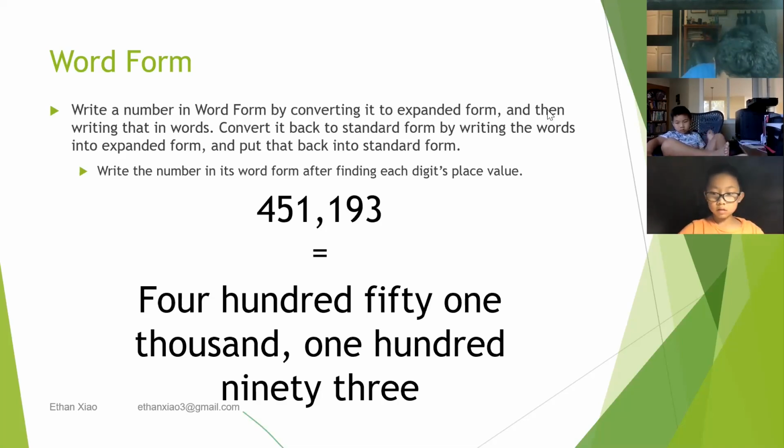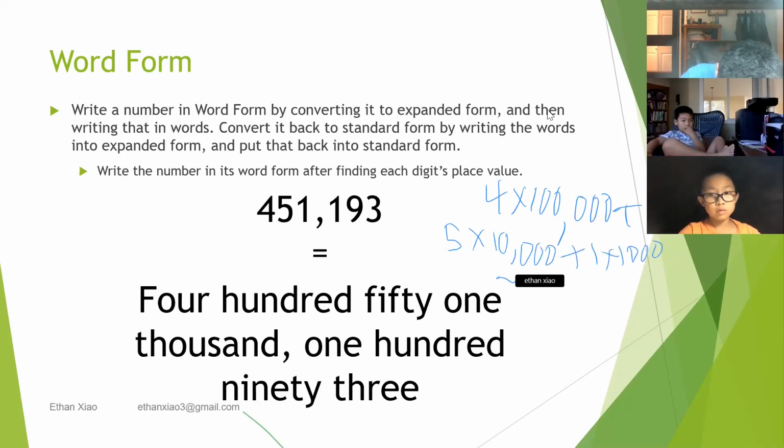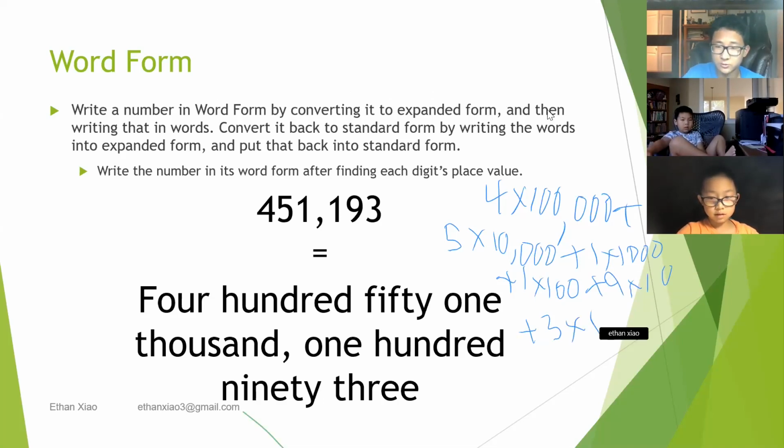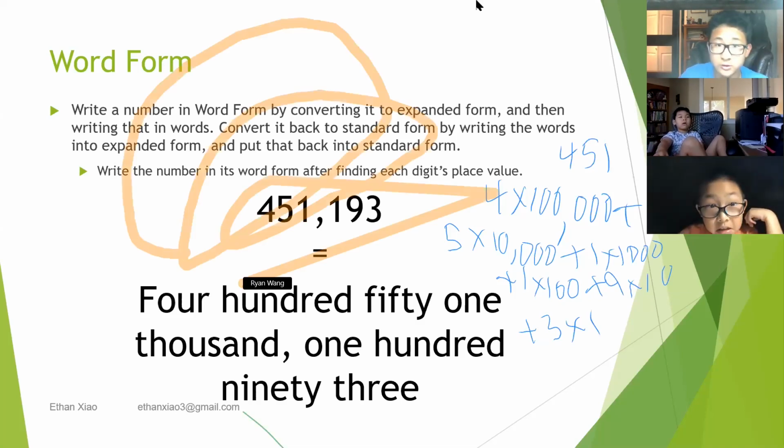So what I did with this one is first I found the expanded form of this one. We already found this one. So it's 4 times 100,000 plus 5 times 10,000 plus 1 times 1,000 plus 1 times 100 plus 9 times 10 plus 3 times 1. All right, then we just write that into words. It's actually pretty simple. But this time we have to find everything before the comma first. So that would be 451,000. So we had to combine that.